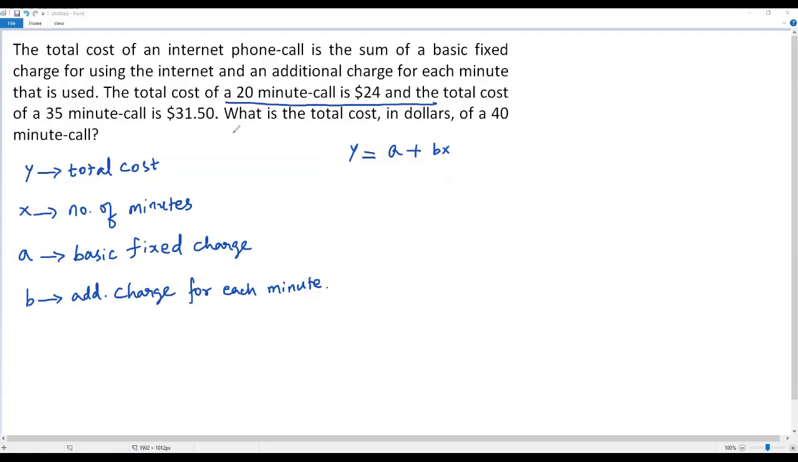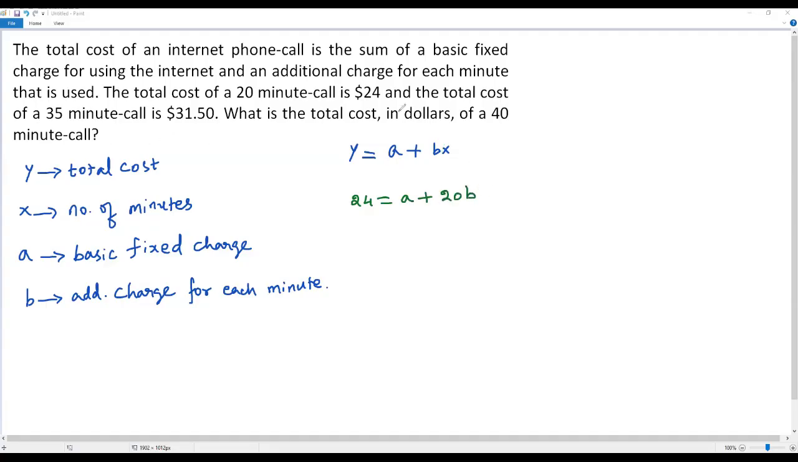The total cost of a 20-minute call is $24. That is, when I plug in X equals 20, the value of Y is 24. Let me plug in over here. So the value of Y is 24, equals A plus, and the value of X is 20. When I plug in X equals 20, I am getting B times 20. It can be written as 20B.